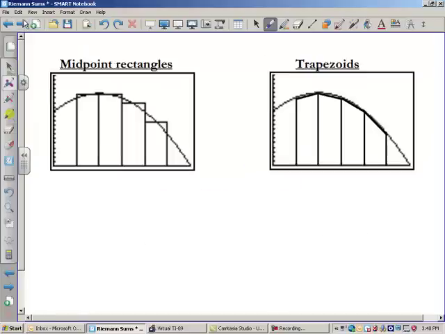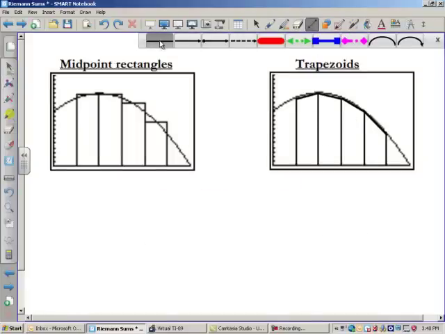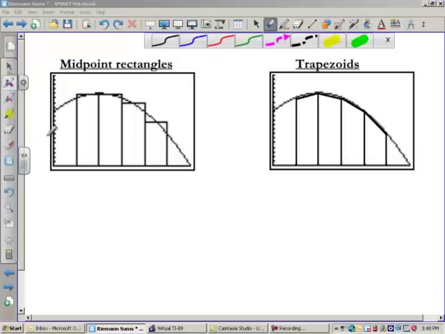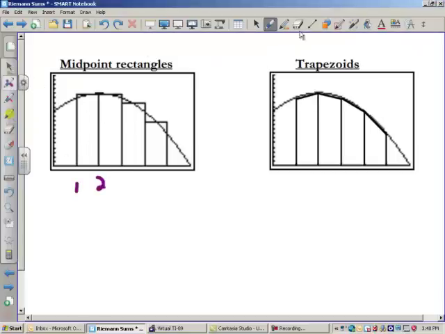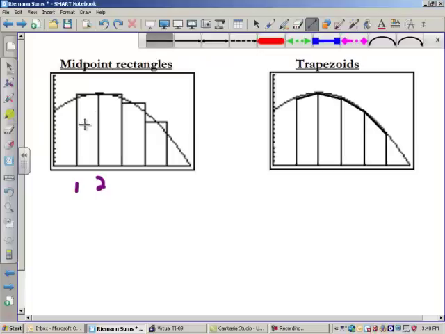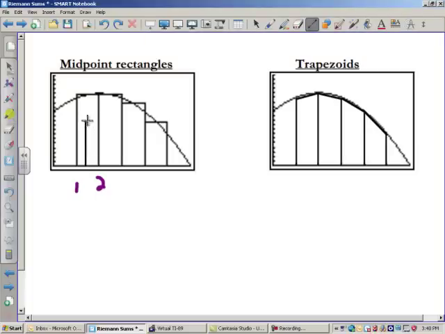Now today I'm going to do 2 more. I'm going to show you midpoint and trapezoid. Now midpoint means you're not picking the left or the right, you're picking actually the middle. So on this first interval from 1 to 2, we don't use the function value at 1 or the function value at 2. We use the one right in the middle. The function value at 1.5 gets to determine the height of the rectangle.